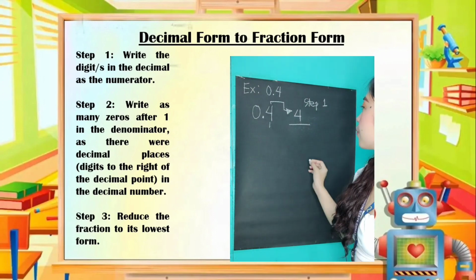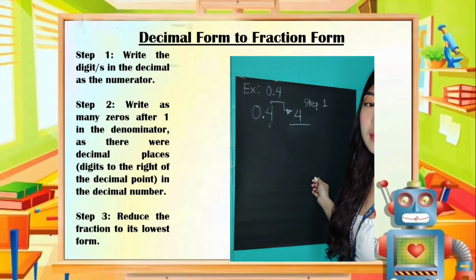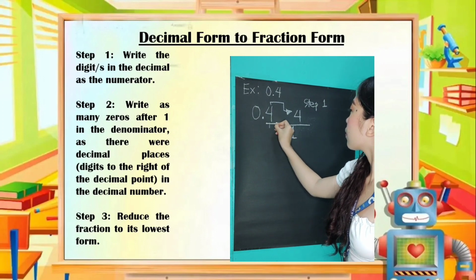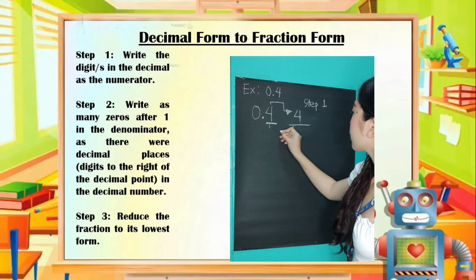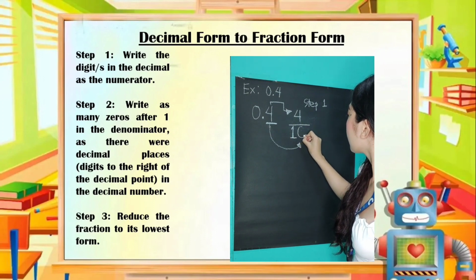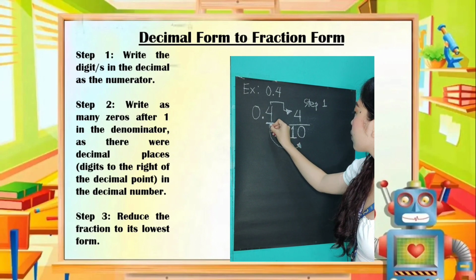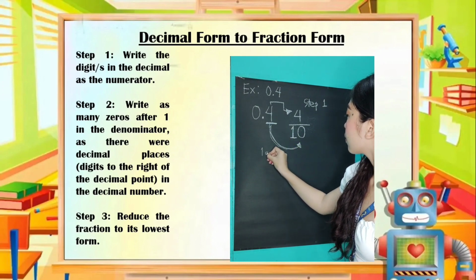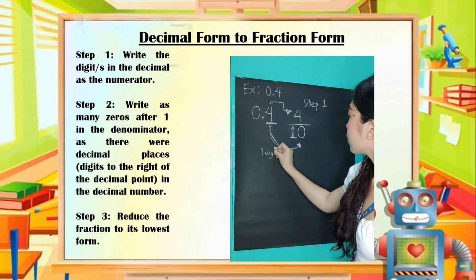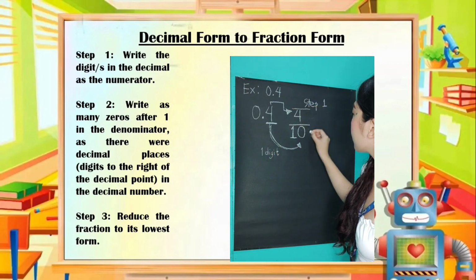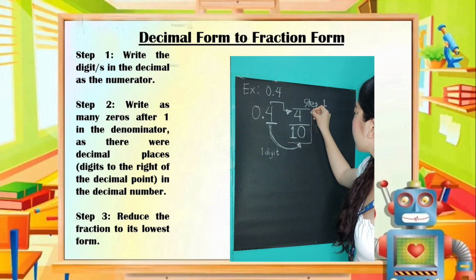After that, let's proceed to step 2. Write as many zeros after 1 in the denominator as there were decimal places, digits to the right of the decimal point in the decimal number. So after putting 1, since there is only one digit to the right of the decimal point, we're just going to add one 0. So we have now the answer 4 tenths or 4 over 10.